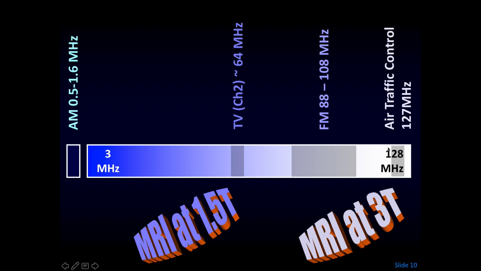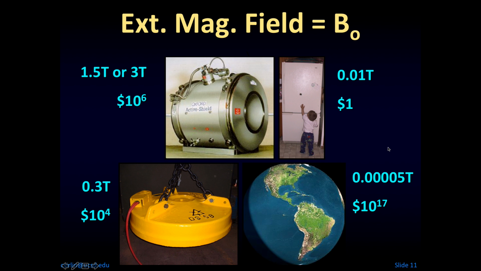Now I mentioned that we're going to use large, strong external magnetic fields, and these external magnetic fields are known as B0.